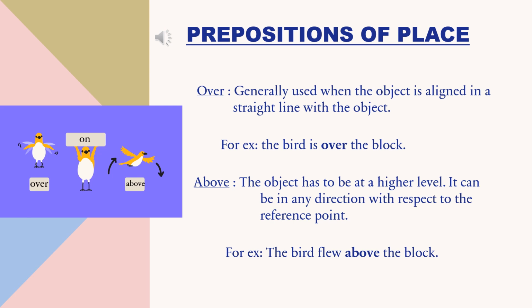So the example will be, the bird flew above the block. Okay, so it's flying. It can be a little bit left of the block. It can be a little bit right of the block. Only that it is above, it is at a higher level than the block.